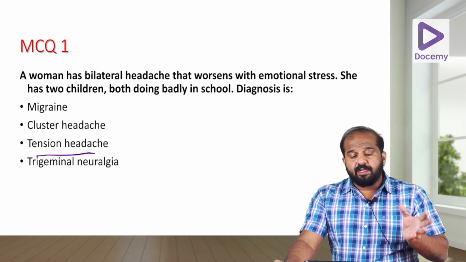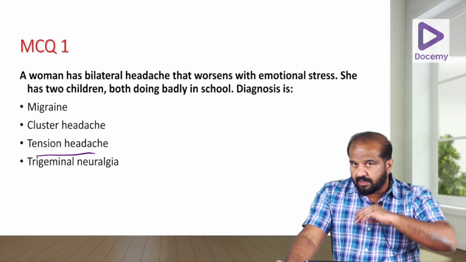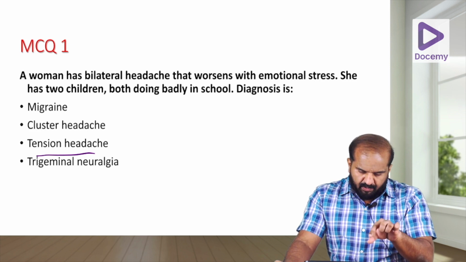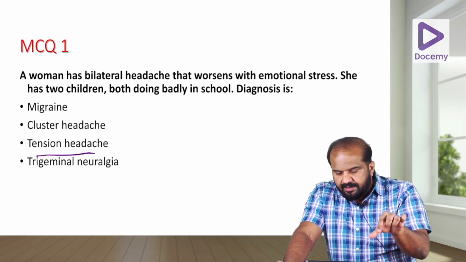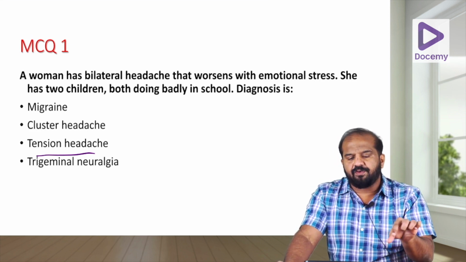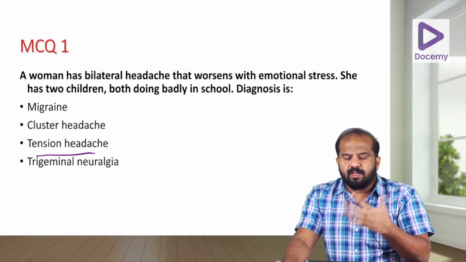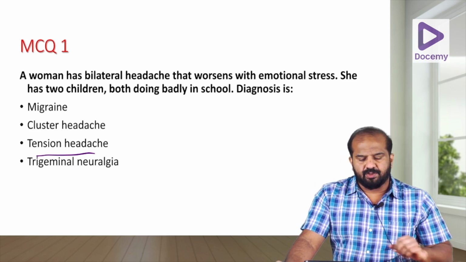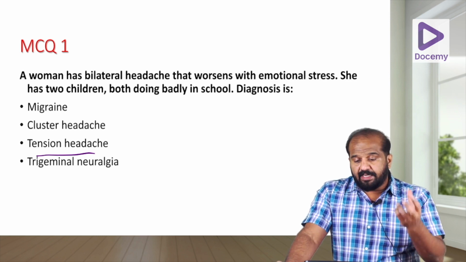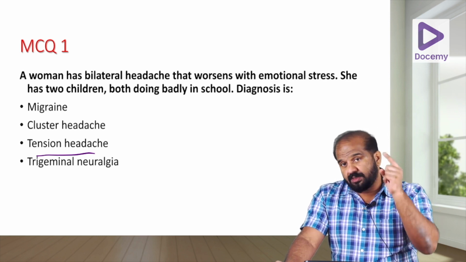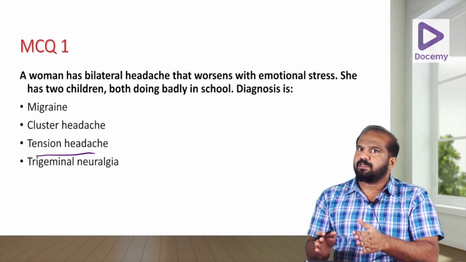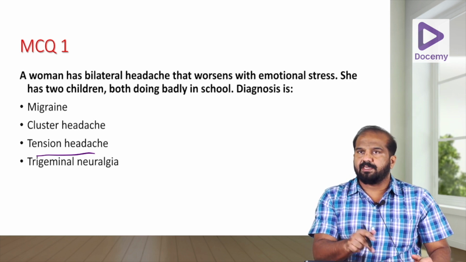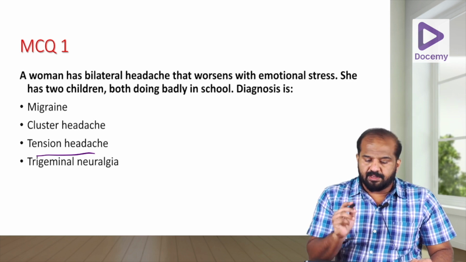But one point I will say, because the emotional stress can also precipitate migraine. So if some of the features of migraine are described as an add-on, that changes it. This is straightforward, only stress and 2 children doing badly, because actually the parent or woman will get anxious, so it is tension headache. But some tension is there, and that can also precipitate migraine. So if migrainous features are also described here, sometimes the answer may be migraine. Here it is tension headache.